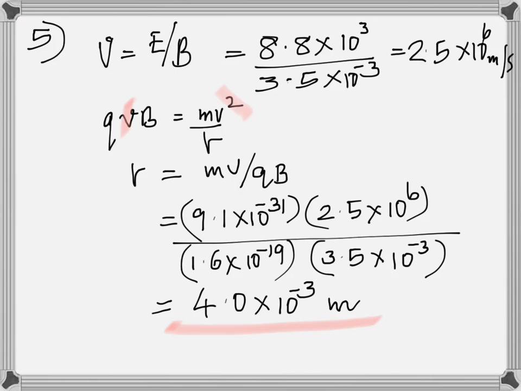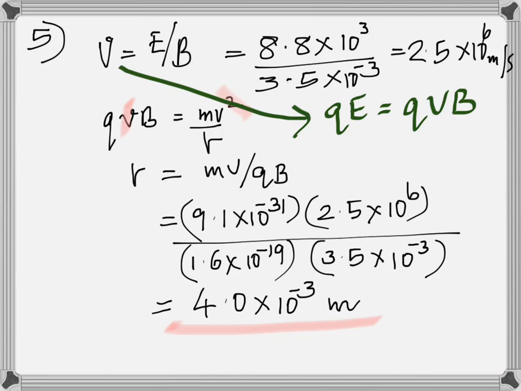And in case you're wondering how we get this formula, the electric force qE is exactly equal to the magnetic force qvB. And the q cancels out, and that's how you get velocity is E by B. Okay, that's where that formula comes from.